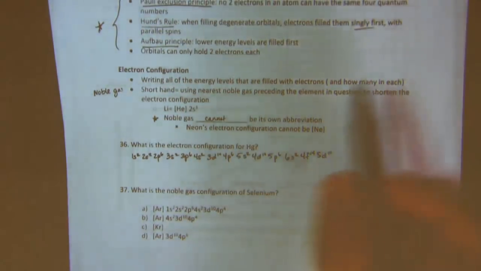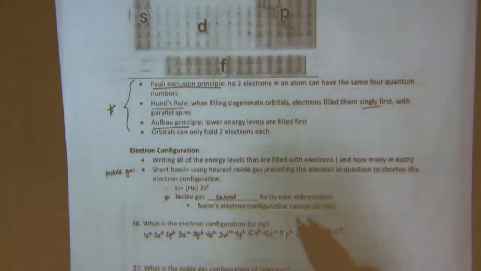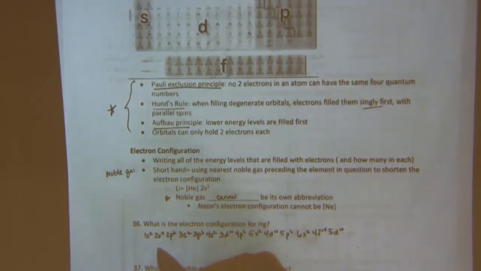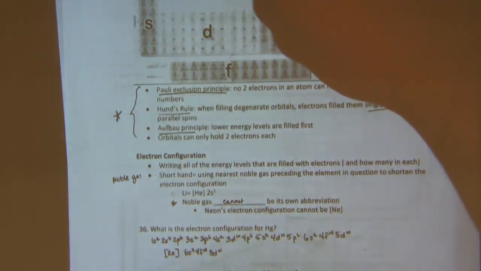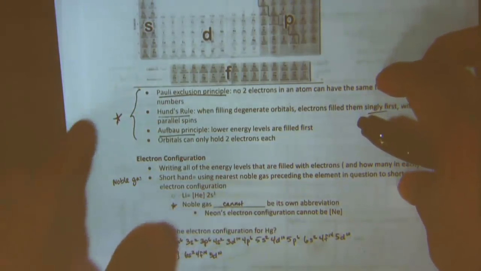All right, so we just looked at the periodic table for mercury and kept going. When we abbreviate this, we go to the nearest noble gas, and in this case, it would be xenon. And from there, we would continue: 6s2, 4f14, and 5d10. Don't really have the periodic table, but you're just going to trust me on that, okay?